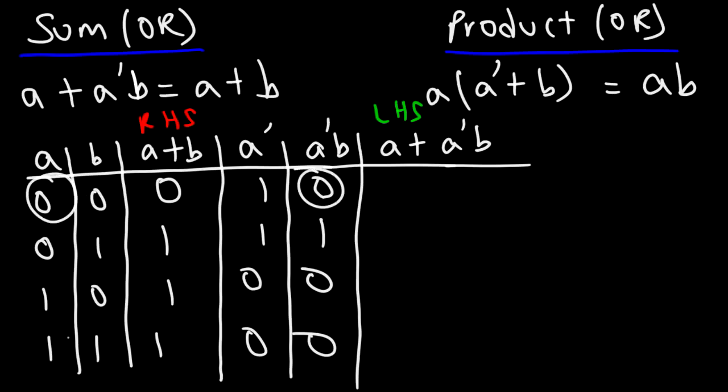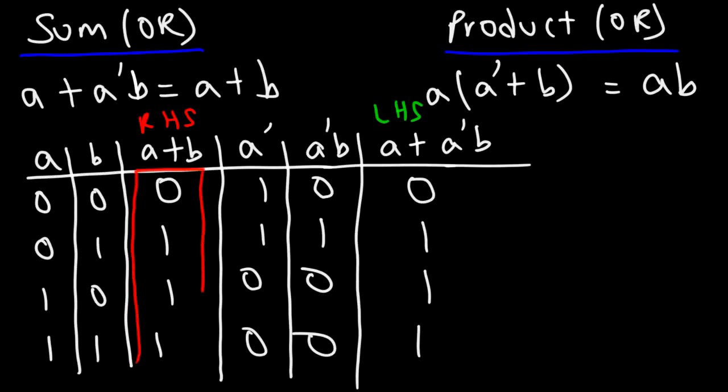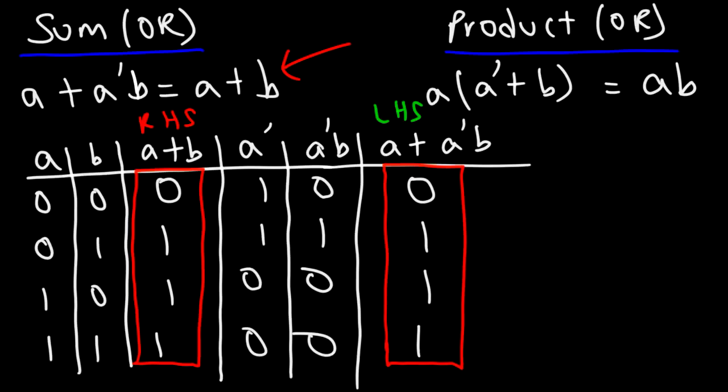So 0 plus 0 is 0, and then 0 plus 1, so that's going to be 1, and then we have 1 plus 0, which is 1, and the same is true here. Now our last step is to compare the data on the right hand side with that on the left hand side. So we can see that they're the same, which means that this equation is true.